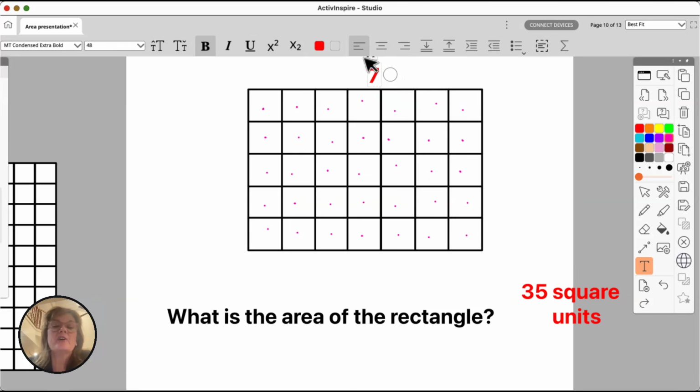And if we count over here, we have 1, 2, 3, 4, 5. So let's put a 5 over here. And what do we know? 5 rows of 7 equals what? 35. 5 rows of 7 equals 35. Okay, so we could get it by multiplying the length times the width.